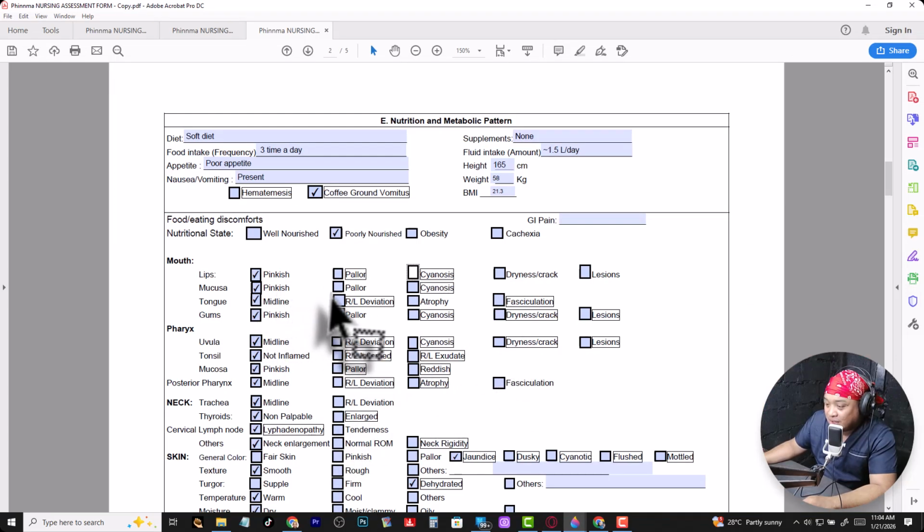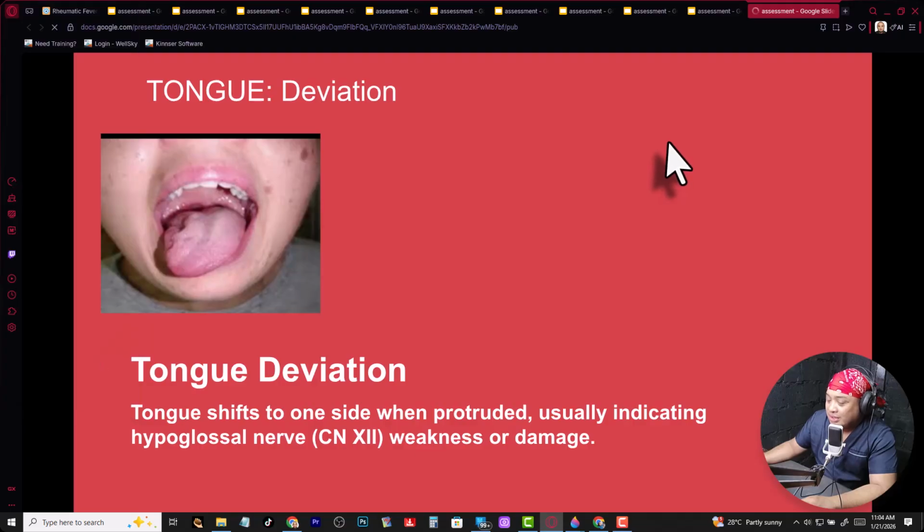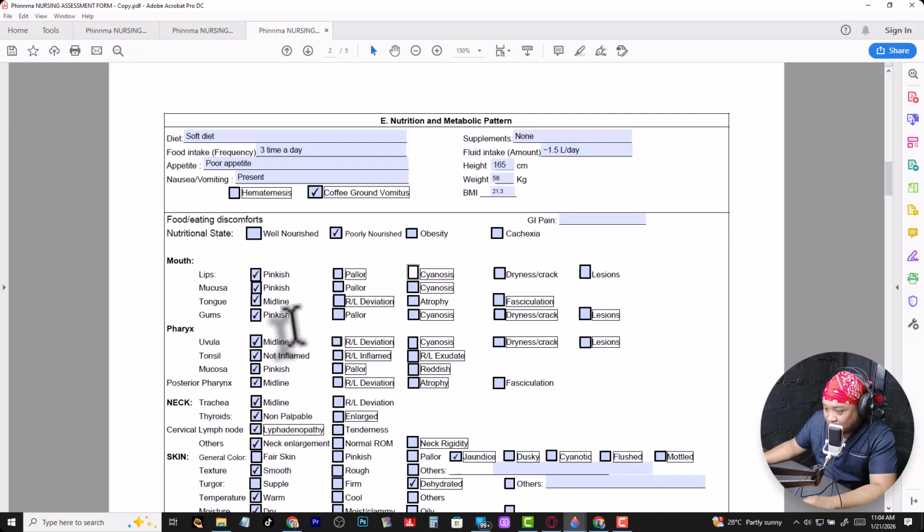Now let's move on to the next. So we're done with the uvula, we're gonna go to the tongue. So let's have a look if there's a deviated tongue. So that was that tongue? I'm not sure really. We already discussed this one already. Sorry about that. So for the gums, cyanotic. So that means poor oxygen.